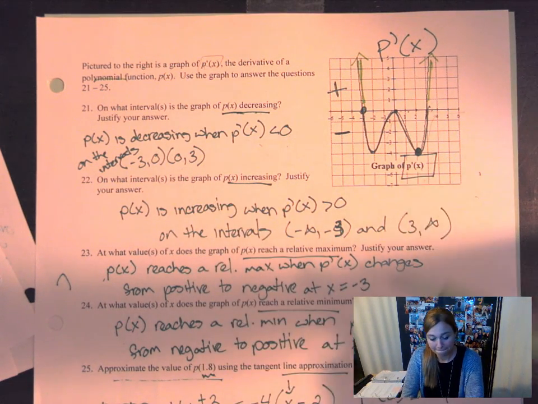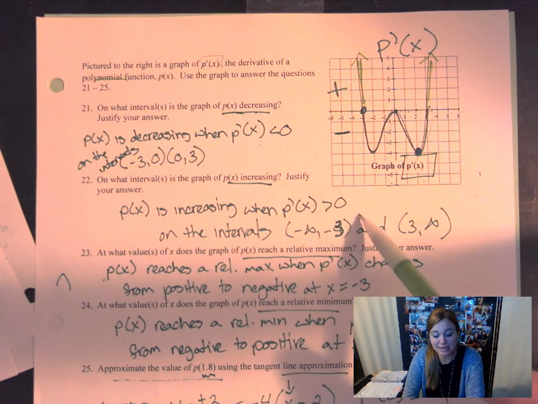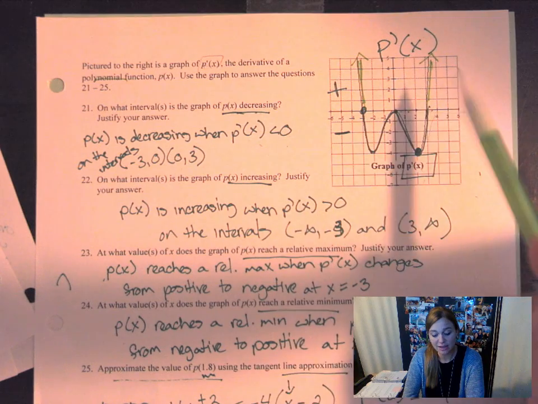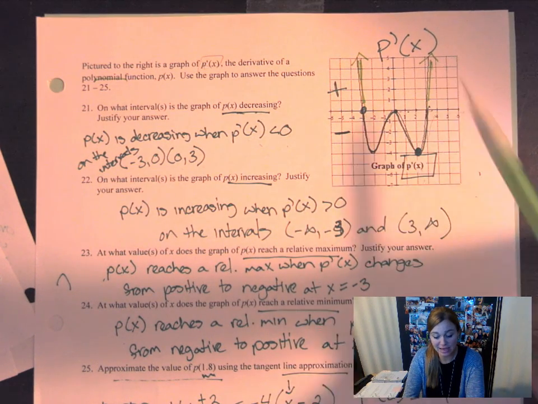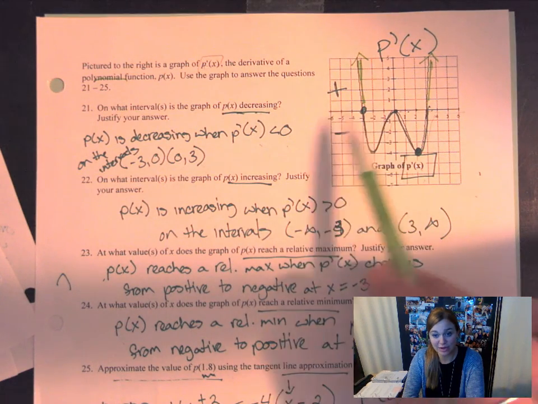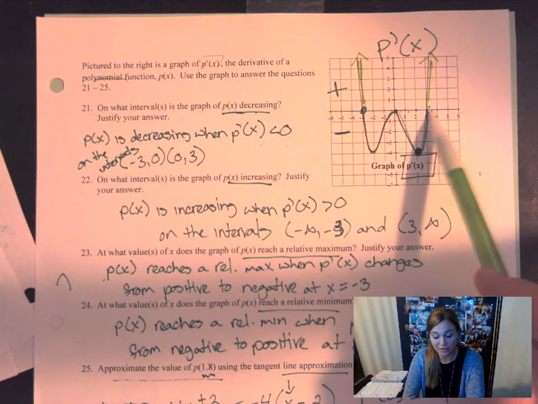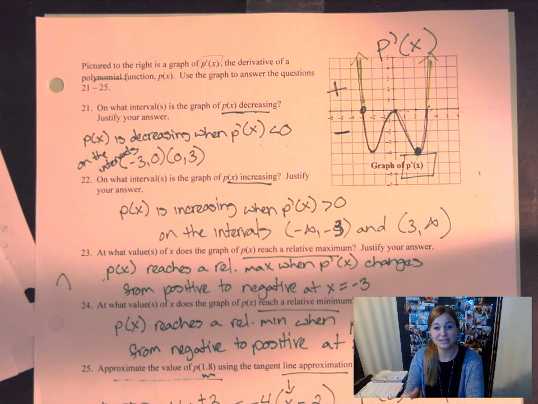P of x is increasing where p prime is greater than 0, so same idea. Do this justification first, then go over to the graph. It's anything above the x-axis. So remember, you're going by your x values, so -infinity to right here, my -3, and then 3 to +infinity, because these are my x values.